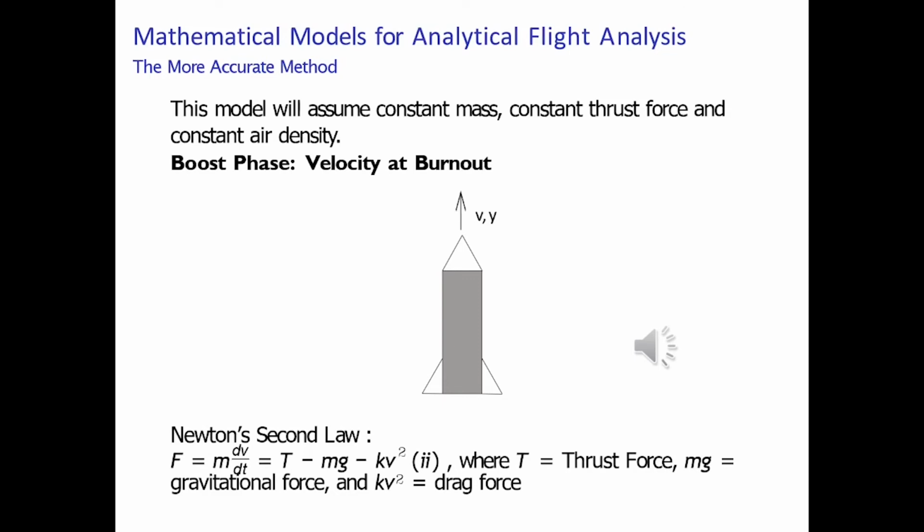So again, we're gonna start with Newton's second law, but this time we have more than thrust force. We have m dv/dt. dv/dt is again the derivative of the velocity, and m this time is a constant, equal to T minus mg minus kv², where T is the thrust force, mg is the gravitational force, and kv² is the drag force. And as you can see in the diagram, the positive direction for v and y are all pointing up.